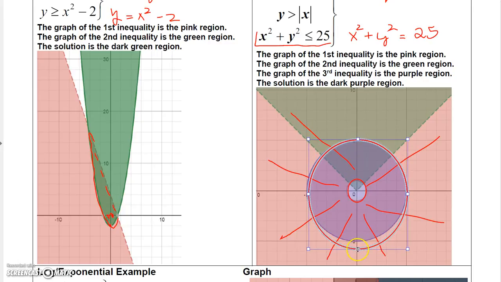Something like this, anyway. Okay, there you go. All right, so now that circle is there, and then when I test 0, 0, which is inside the circle, I get a true statement. I get 0 is less than or equal to 25. So basically, now I'm tied.